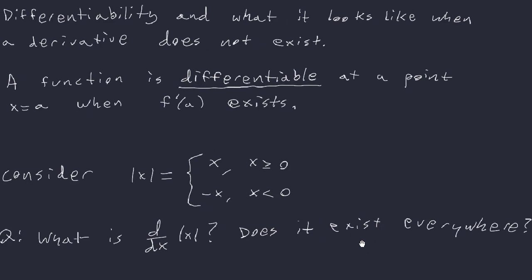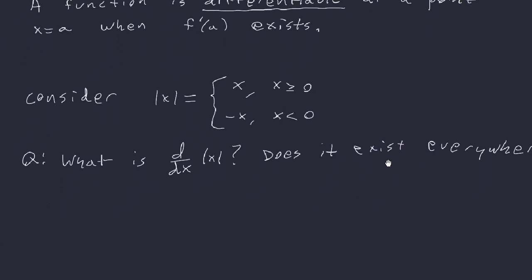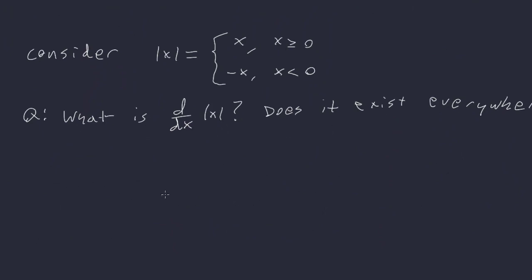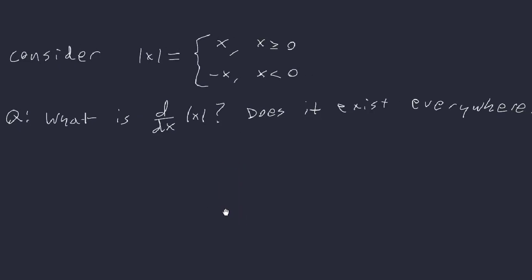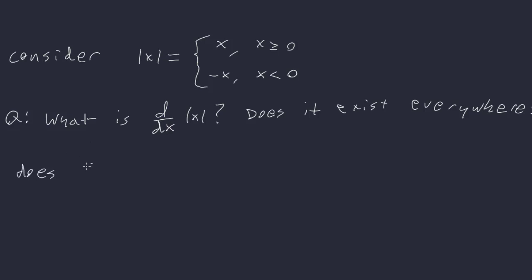So I kind of went off the range there. All right, so what I want to look at here is that limit. Specifically, does the derivative with respect to x of the absolute value of x exist at x equals 0? Okay, that's the point I want to look at.